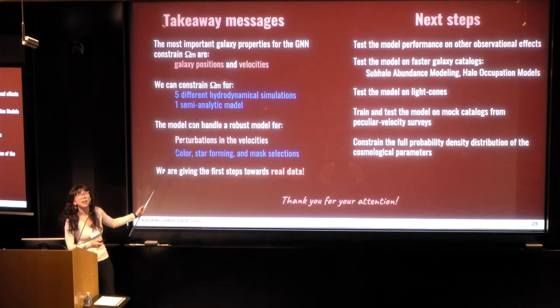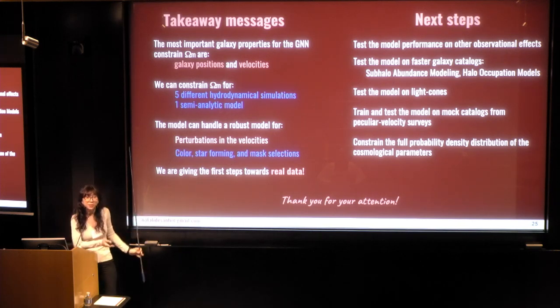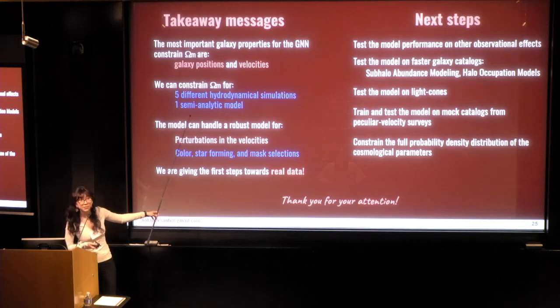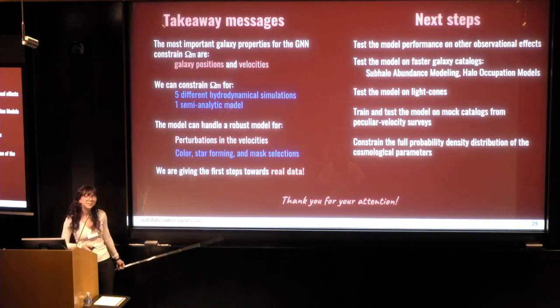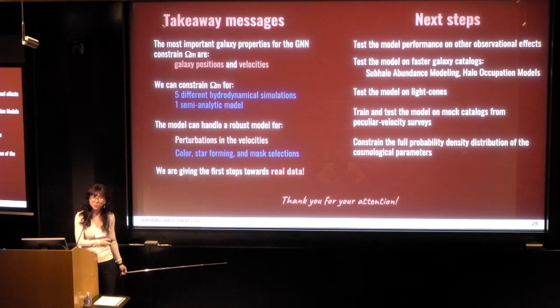So for the first time, we can do cosmology with graph neural networks using only galaxy positions and velocities. Our model is able to extrapolate to many other hydrodynamical simulations, and to semi-analytical models as well. Our model can handle perturbations and velocities, and can handle selections by color, star forming, and mass selections. And we are taking the first steps to try to convince people to use this on real data.